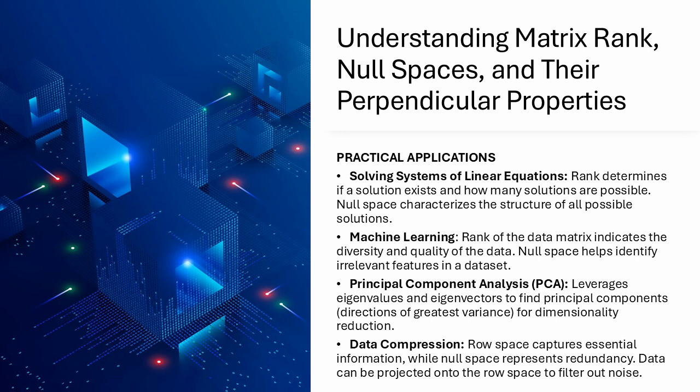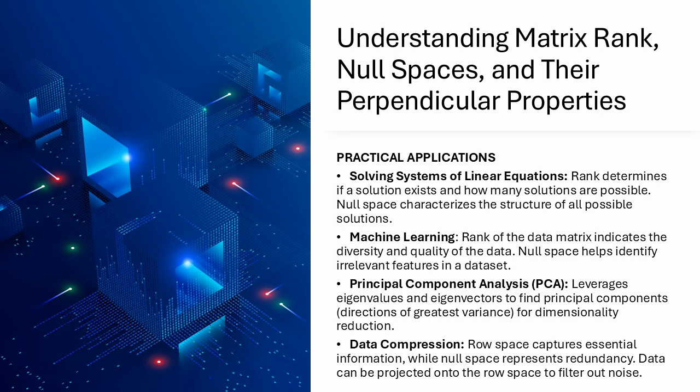So they're like the stable directions in the data. The ones that resist being twisted or turned by the transformation. A good way to think about it. And PCA leverages these stable directions to identify the principal components, which are the directions of greatest variance in the data.